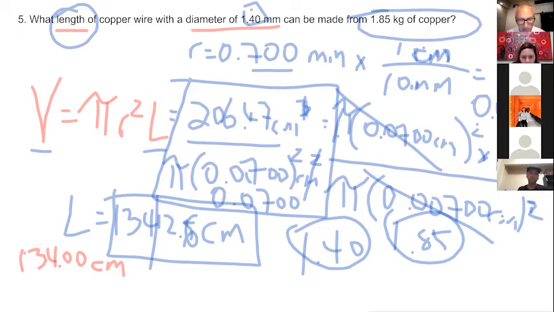134.00? No, it would be 134. You're absolutely right. You caught me. I made a mistake. Excellent job. It would be 134 meters. Yeah, meters. It's 13,400 centimeters, but 134 meters. You're absolutely right. If I put the 134.00, that would be incorrect. I would dock myself some points for that.